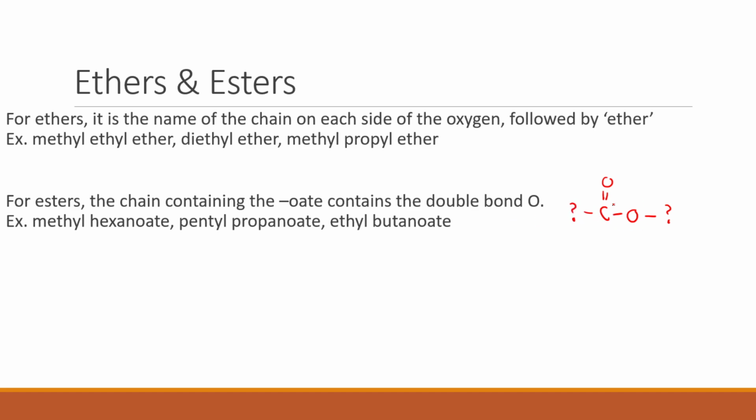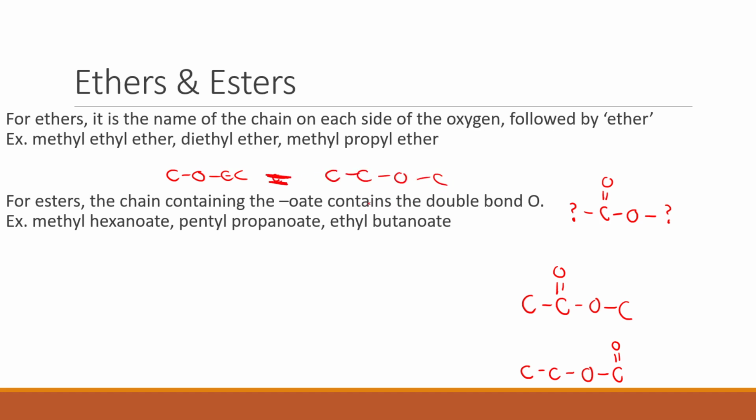And so when these things get named, we need to account for where the double bond O is, because this molecule is different than this molecule. Because there's a difference, we can't do what we did with ethers, where we just said this is the same as this. Because they're not the same anymore. This double bond O means that we can't just do what we want.